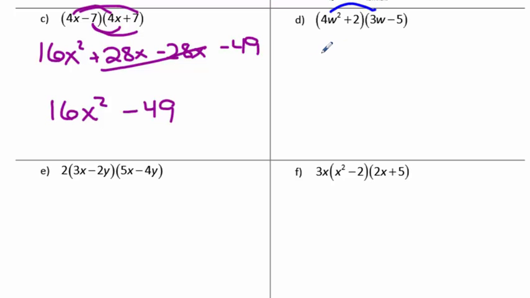Let's look at part D. 4w squared times 3w will be 12w cubed. W squared times w will give us 3w.